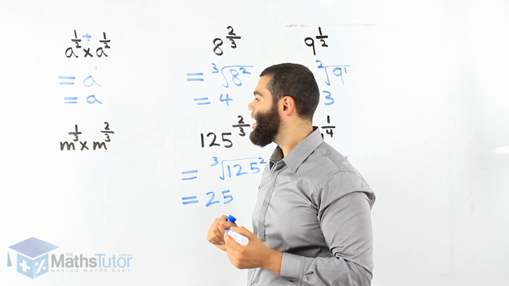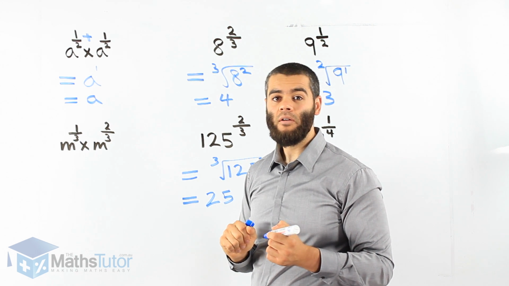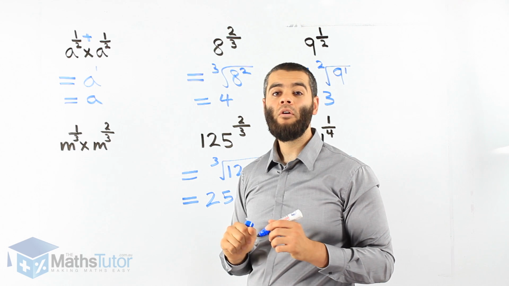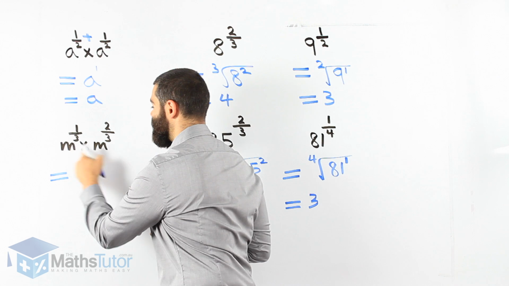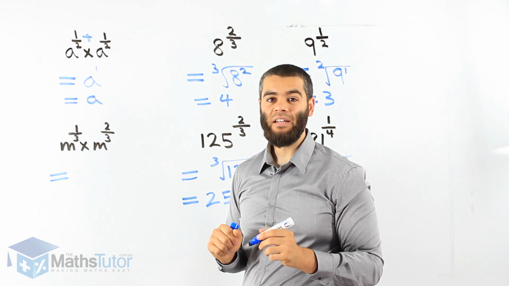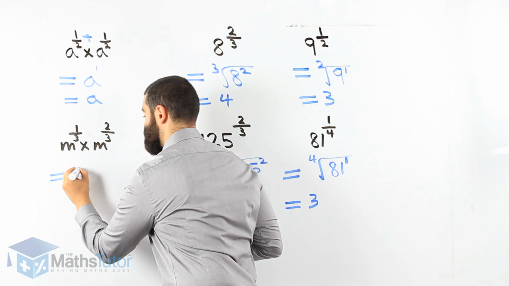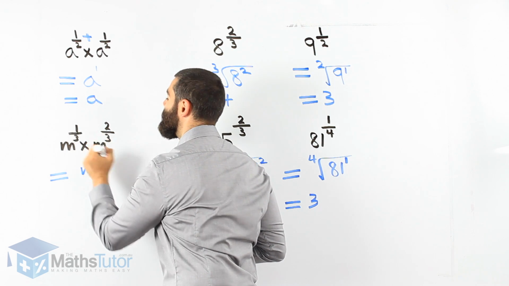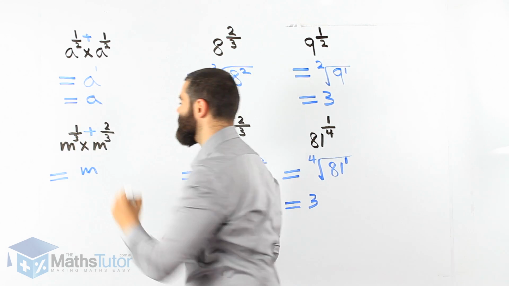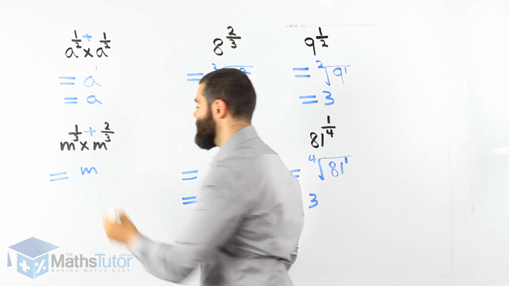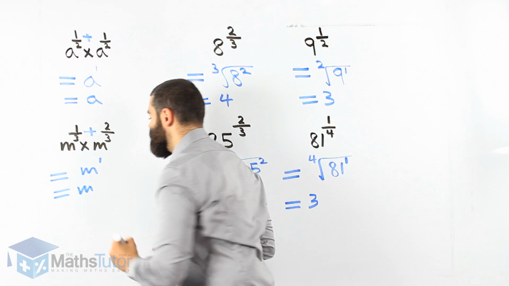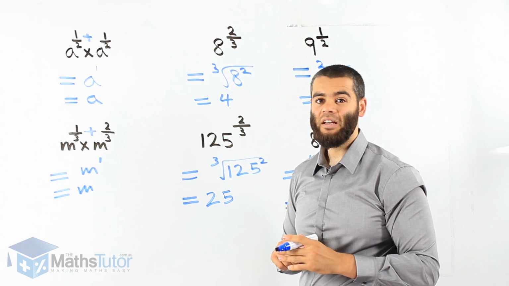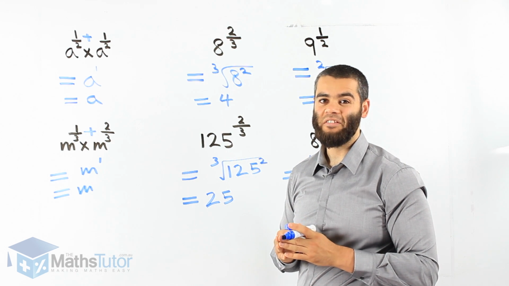This one, m to the power of a third times m to the power of 2/3. Do we have the same base? Yes, we do. We can add the fractions, we can add the indices. A third plus 2/3 is 1 whole. So m to the power of 1, which is simply m. m is the answer. Let's do some more examples.